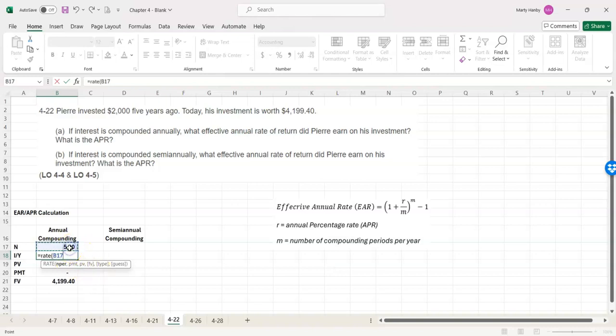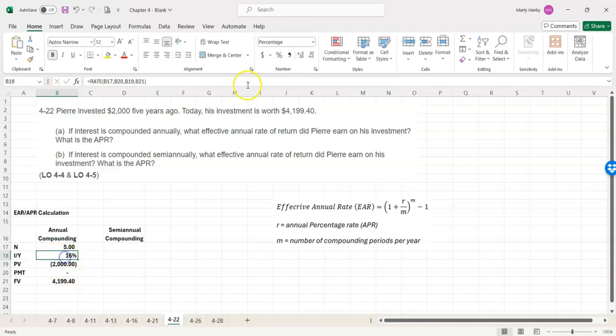So my number of periods is 5. Excel will automatically format this as a percentage. So my payment, comma, my present value, I can just hit the down arrow and go there, and hit comma, and then my future value is 4,199.4, and add a couple zeros. Well, it's already formatted as a percent. So 15.99%, that is the APR and EAR in this case.